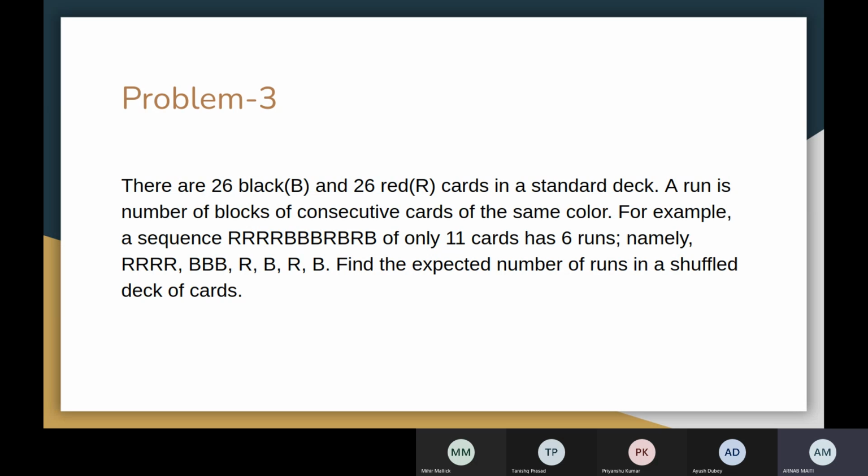You have 52 cards. You shuffle them and then you spread them on the table. Now you divide this into chunks. How do you divide? The first chunk is all the same colors together, RRR together. Then the second chunk is the next color together, BBB. Then R, then B, then R, then B. So there are six chunks here, which is RRR, BBB, R, B, R, B.